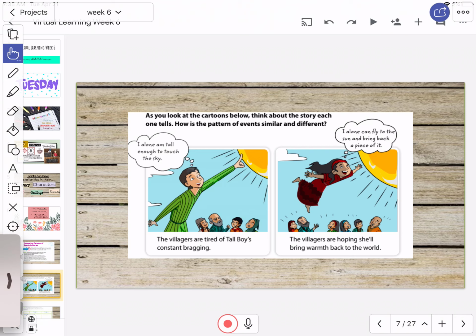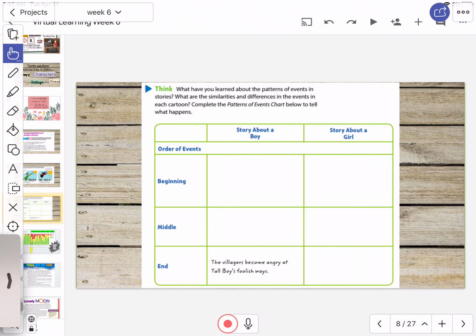Okay, look at the other image. Now, this guy is also touching the sun. His feet are lifted off the ground, but look at the villagers. They've changed in this image. Okay, it says the villagers are hoping she'll bring warmth back to the world. And she's thinking to herself, I alone can fly to the sun and bring back a piece of it. Okay, so those events are similar, that both are saying that they can touch the sun. But the way that they are saying it changes the feelings of the people around them. Okay, so those two events were very similar.